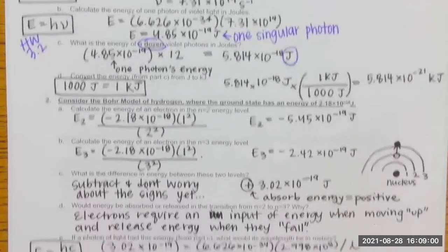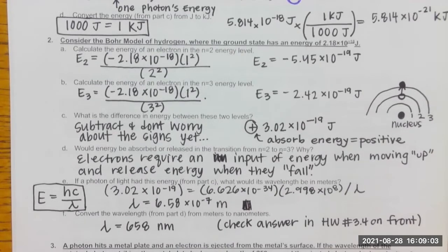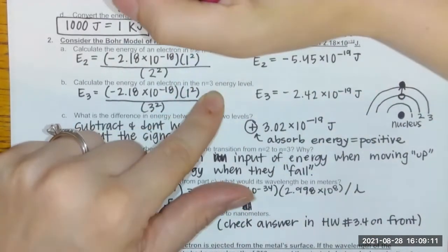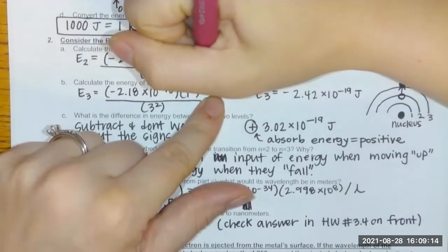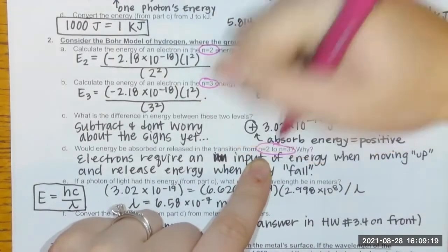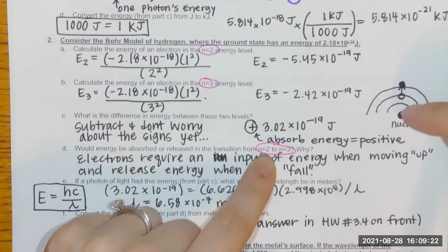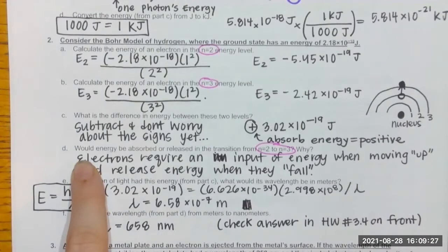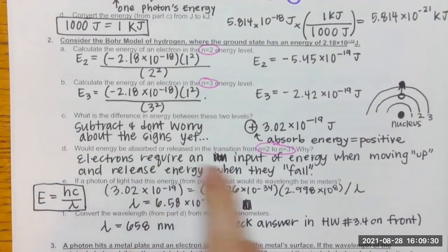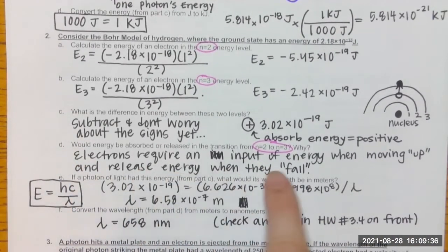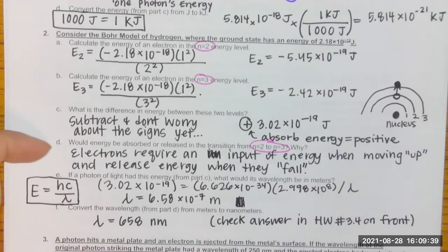Okay, the next one says, consider the Bohr model of hydrogen. So I drew it over here, and we're going to calculate the energy of an electron in the n equals 2 level and the n equals 3 level. It tells me later in part D that I'm actually going from ring 2 up to ring 3, and skipping ahead, that means I'm going to be absorbing energy, because electrons require an input of energy when moving up the rings and release energy when they fall. So I kind of just jumped and answered that question immediately.